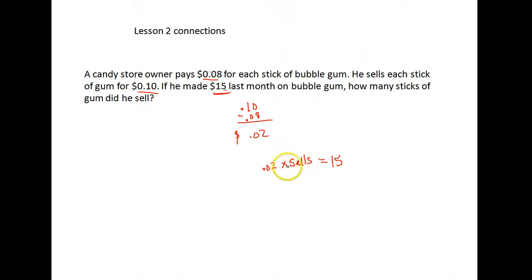To solve this, remember we use our rules of algebra. It's times 0.02, so to get it by itself we do the opposite of multiplying by 0.02, which is to divide by 0.02. Okay, so we know that he sold 15 divided by 0.02, or 750 sticks of gum.